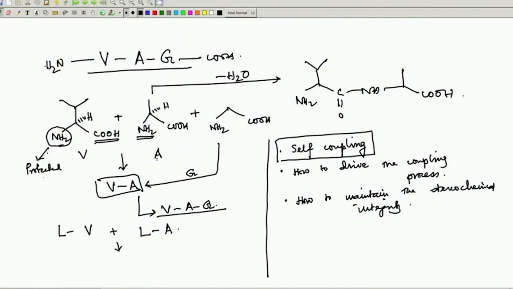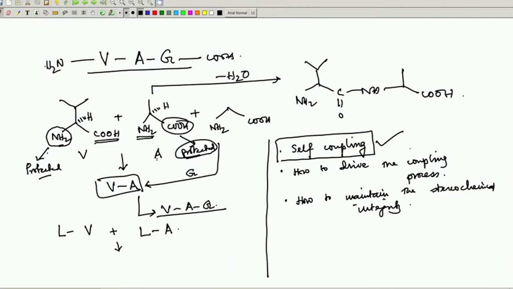And at the same time this carboxy needs to be protected. Then once you have these protected things, the N-protected valine and the C-protected alanine, if you do the reaction at the appropriate condition, only then can you have the desired peptide bond. So, to avoid this self coupling, you have to protect these amino acids.